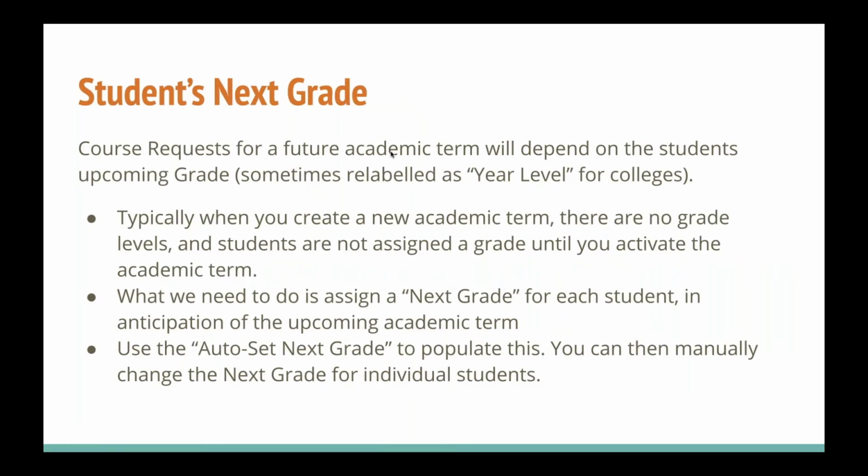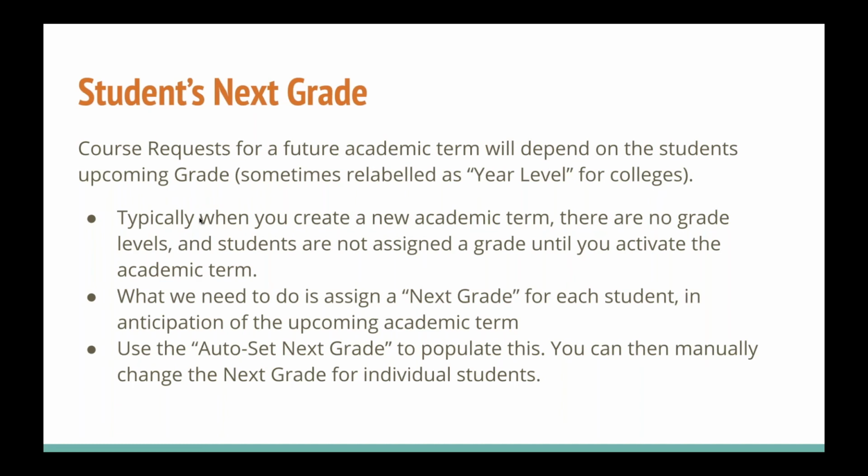So one thing to mention here is this thing called next grade. Course requests are typically for a future term. So if you're in ninth grade in the spring, and you want to do course requests for the following fall, the student is going to be in 10th grade usually, right? So this needs to be set up in your master scheduler. Otherwise, the students won't be able to submit course requests at the appropriate grade level.